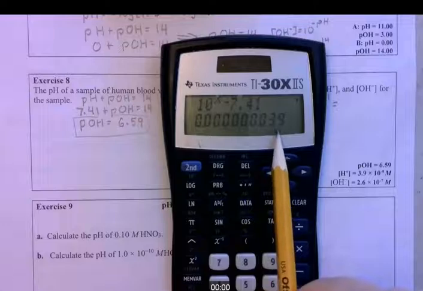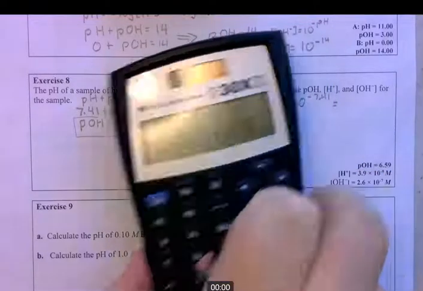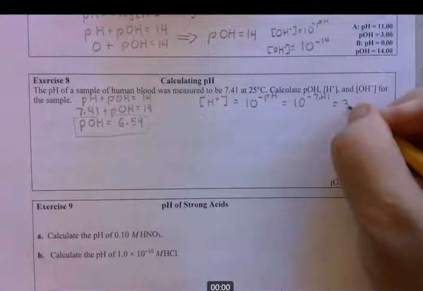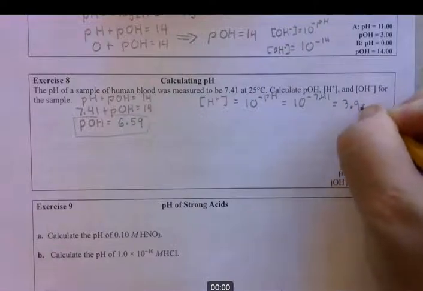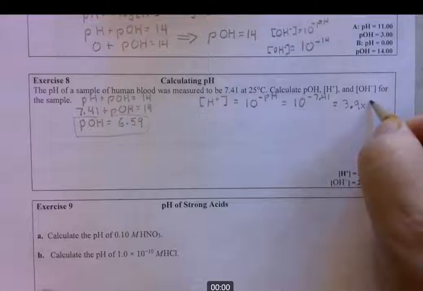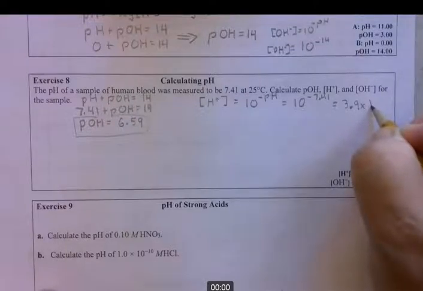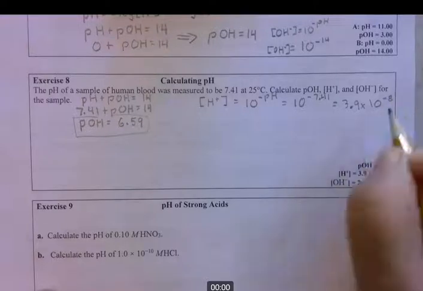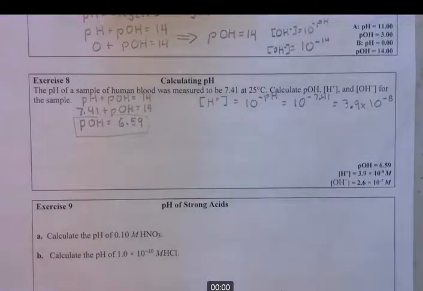In scientific notation, count 1, 2, 3, 4, 5, 6, 7, 8. You want the decimal in between the 3 and the 9. So it's 3.9 times 10 to however many decimals you had. And you just use some common sense. Was it a really small number there or a really large number? It was really small, so it becomes negative 8.